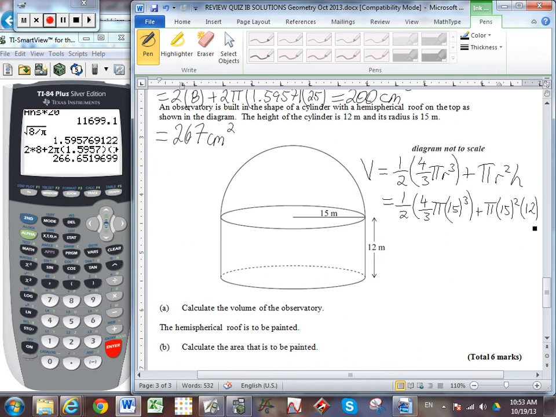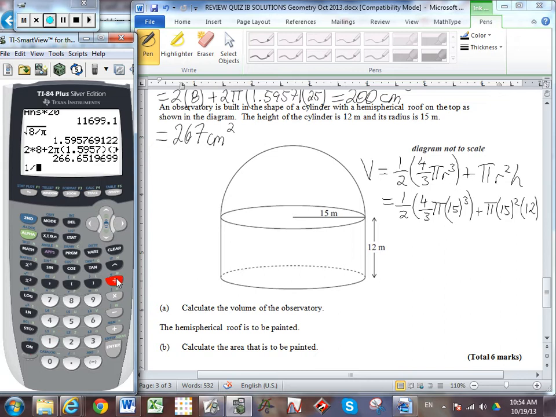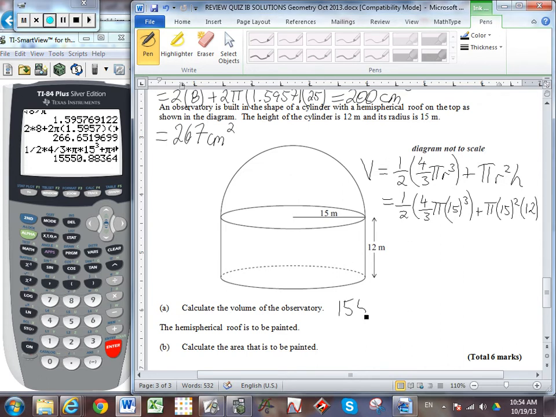Let's use the calculator. 1/2 times 4/3 times pi times 15, the radius cubed. And to this we need to add the volume of the cylinder, which is pi times 15 squared times 12. And we get a total volume of 15,550 meters cubed.